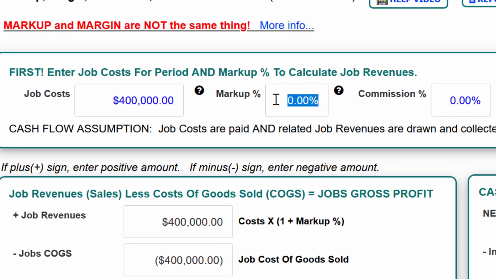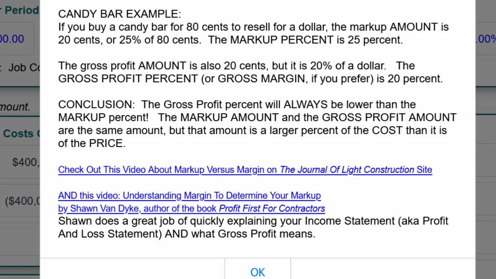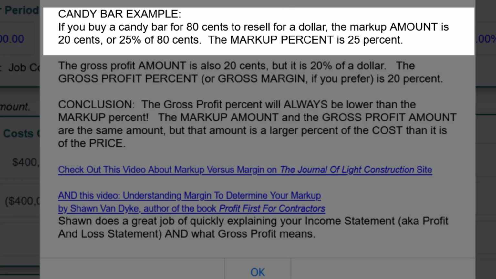And before we enter one, I'd like to show you that if you click this link up here, we give you some information about what the difference is between a markup and a margin percent. It's easy to be confused by those because markup and margin sound kind of alike, all these various terms. But I like to use a simple candy bar example. If you plan to buy from the manufacturer a candy bar for 80 cents, and then you plan to resell it for $1, the markup amount is 20 cents, a dollar minus 80 cents. And that is actually 25% of your cost, or the 80 cents. The markup percent then is 25%.